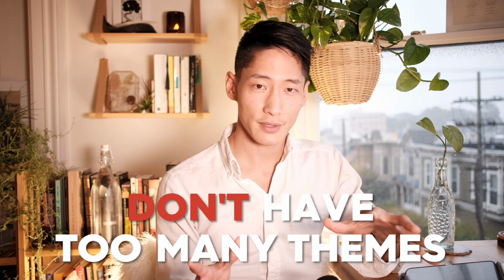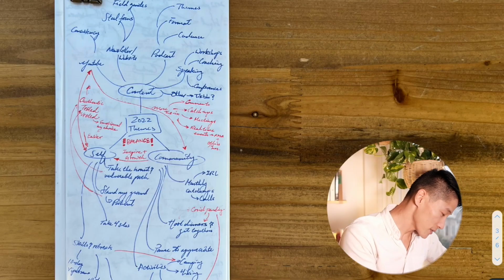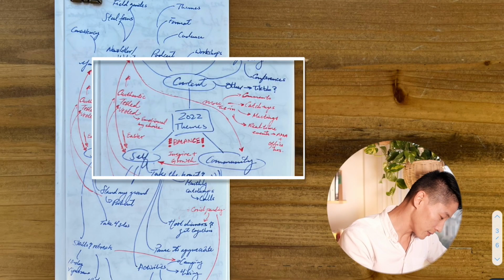The key tip here is to not have too many themes, especially if they're really broad. Just like the 2-week sprints, if we have too many focus areas, we really do risk spreading ourselves too thin and setting ourselves up for failure. For me, I only started with 3 themes to begin with, right? We got content, self, and community.